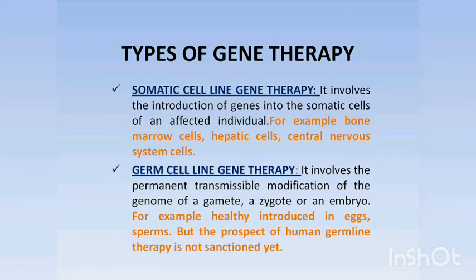And the germ cell line gene therapy involves the transmissible permanent modification of the genome of a gamete, a zygote, or an embryo, in which the heritable disease can be cured for the upcoming next generations. But in practical life, the prospect of human germline gene therapy is not sanctioned yet.